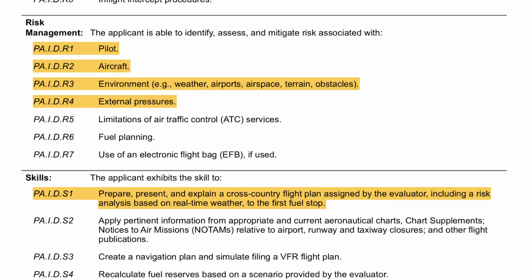Hey guys, Patrick with Answers to the ACS. Risk management makes up a significant portion of the ACS. This includes over 350 risk elements, as well as risk management being incorporated in select skill elements. This includes a presentation of a risk analysis for the cross-country flight assigned by the examiner. This evaluates PA.I.D.S1 and R1 through R4 in the private pilot airplane ACS, as well as equivalent elements in the instrument and commercial pilot airplane ACSs. Today we'll be focusing on the private pilot airplane ACS, but this can be applied to all of them.